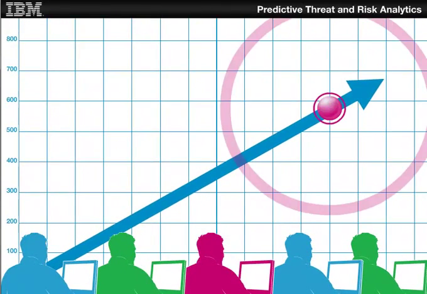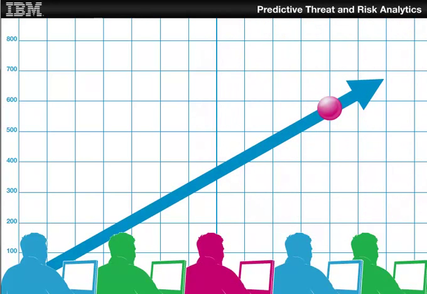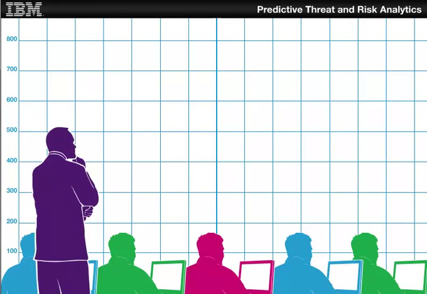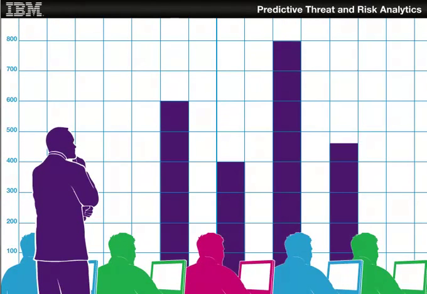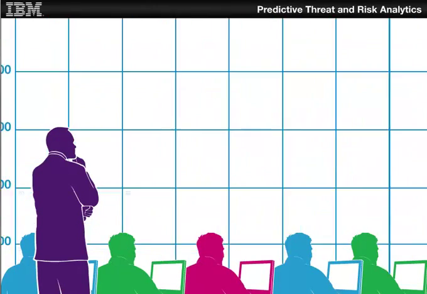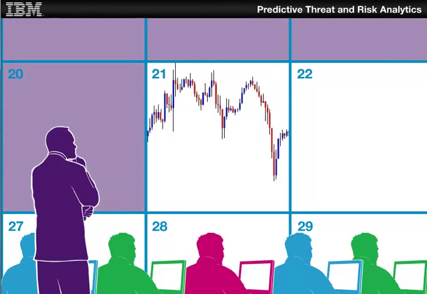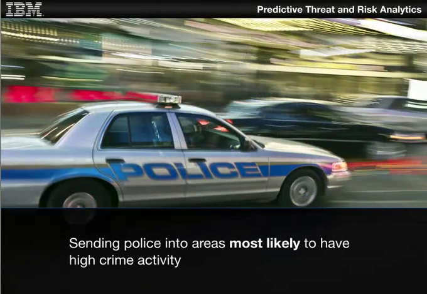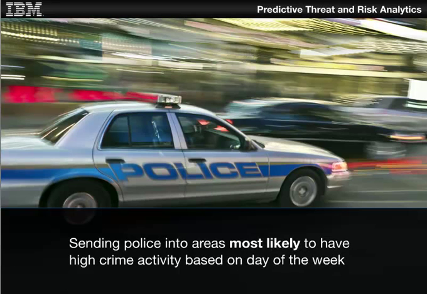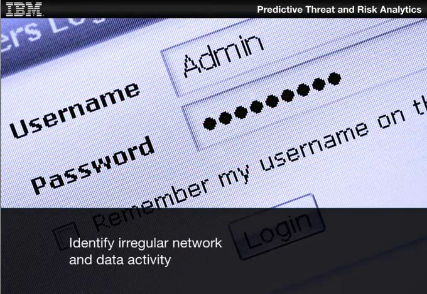Predictive analytics organizations create valuable insight to help decision makers. Insights used to identify key areas of risk, accommodate regulations, or refine and monitor policy, all based on both past events and real-time data. That means, for example, identifying a fraudulent insurance or medical claim while you process it, sending police into those areas most likely to have high crime activity on a particular day, based on the weather, previous day's behavior, day of the week, and other factors. Or identifying the person in your enterprise who suddenly seems to be having irregular network and data activity.